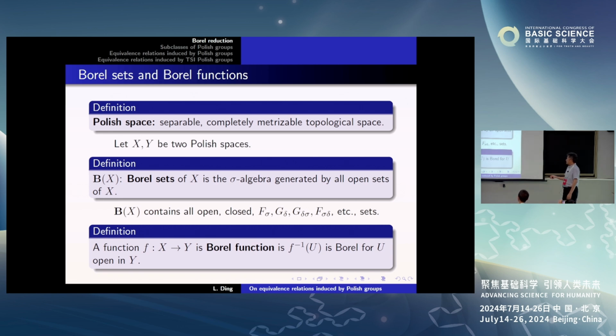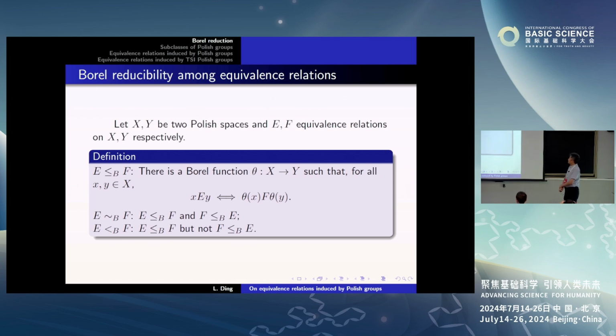Now, the definition of a Borel function. A function from X to Y is Borel means that the preimage of any open set is Borel. Okay, now the Borel reduction. Borel reduction is between two equivalence relations. Given two equivalence relations E and F on two Polish spaces X and Y respectively, we define E Borel reducible to F, denoted by this notation.